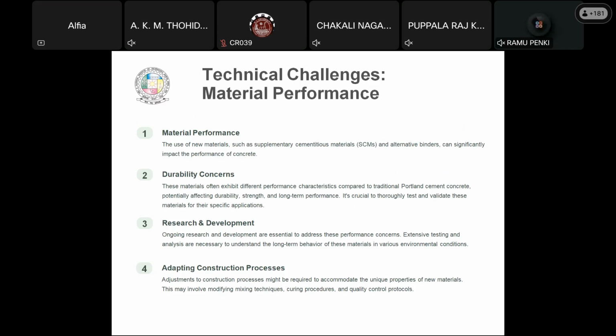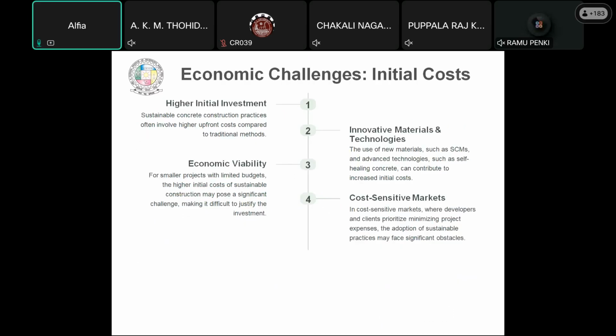Then there is the issue with curing. Since we are using new types of materials, we have to understand the mix properties, curing procedure, and the quality control aspect. One of the most important things while considering sustainable construction practices is the economic challenge.